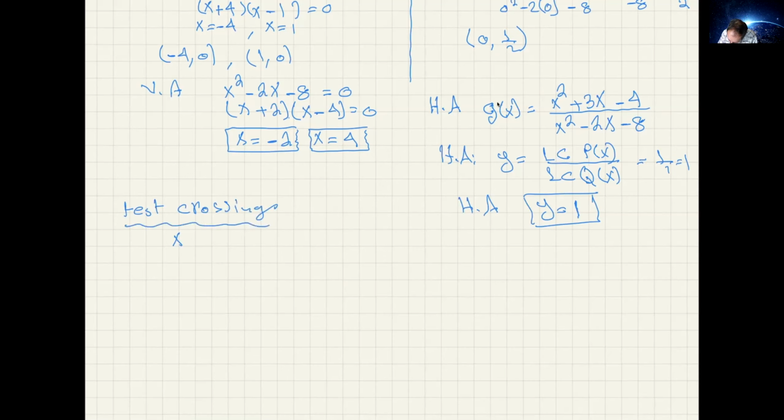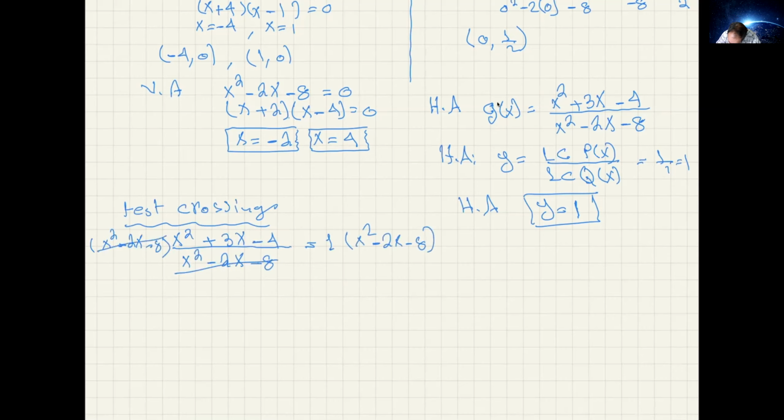So (x squared plus 3x minus 4) over (x squared minus 2x minus 8) equals 1. And so for x, we multiply both sides by x squared minus 2x minus 8.